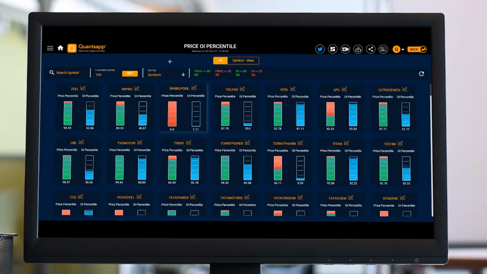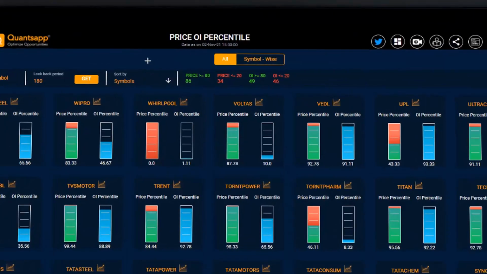Just a note to make: try to ignore the stocks which have been recent additions. Let's take an example of Whirlpool. Whirlpool has never been in FNO for 180 days. That itself tells us there would be no open interest participation in futures, right? And there would also be no futures contract prices observed for Whirlpool. So we will ignore the stocks which have not passed the test of being in FNO for 180 days.